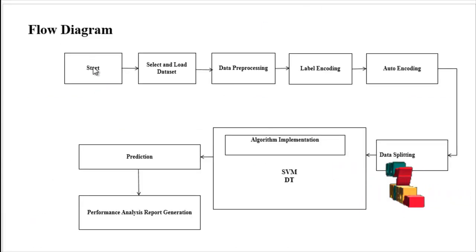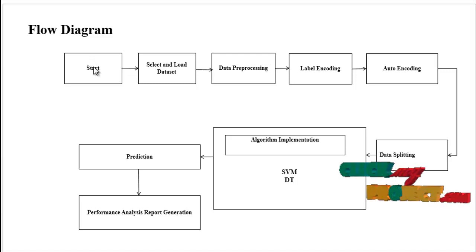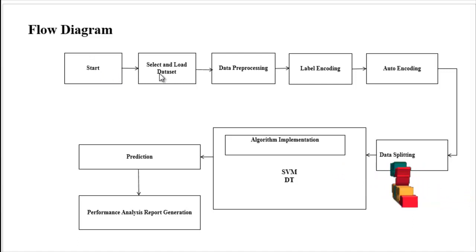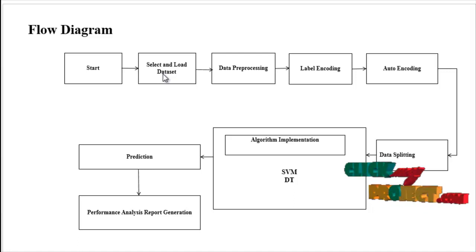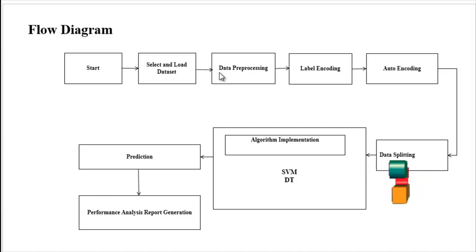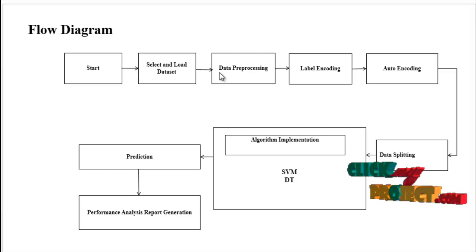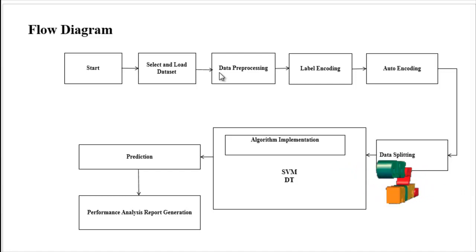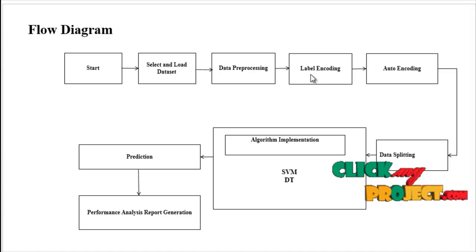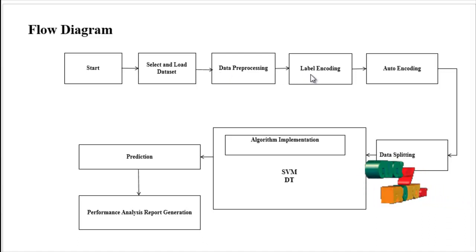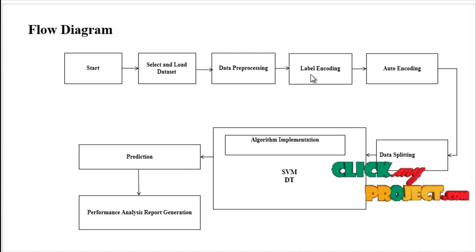Next, flow diagram. Start our program. Select and load the dataset. Select and load the network anomaly detection dataset. Data pre-processing. Data pre-processing is cleaning the dataset and checking for null values. If you have any null values, replace them with 0. Label encoding. Label encoding is to convert categorical data to numerical values.